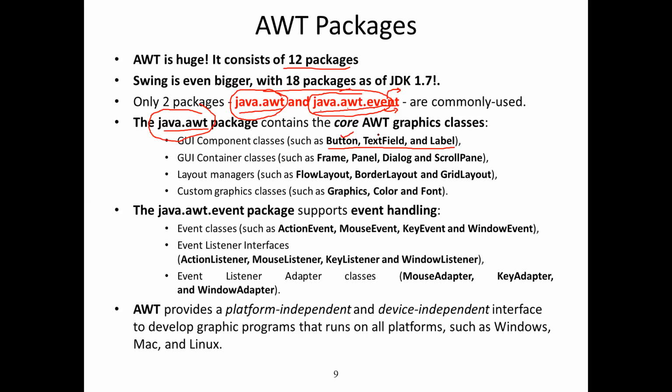What are they? First comes the button, second comes the text field, and the third comes the label. About these 3, I have already come across. Then I have something called frame, panel, dialog, and scroll pane. Like you want to scroll up, scroll down, or you want to scroll left, right. So all those things are available in this format. So dialog does, on click of a button, a pop-up window comes. So I call it a dialog box.